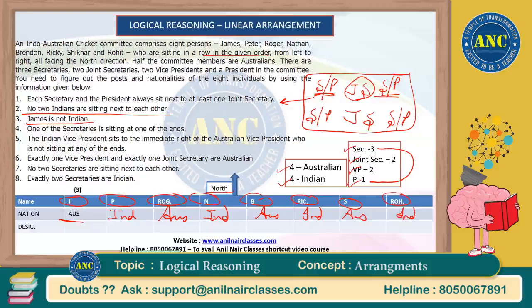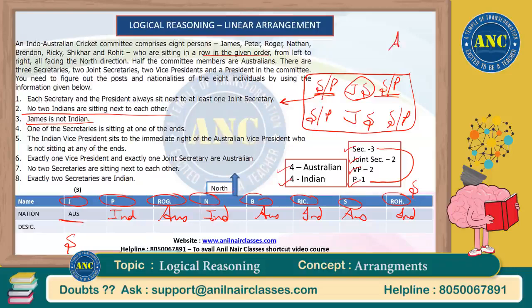Right? One of the secretaries is sitting at one of the ends. So either James can be a secretary or Rohit can be a secretary, because one of them is sitting at one of the ends. The Indian VP sits to the immediate right of the president, Australian vice president.